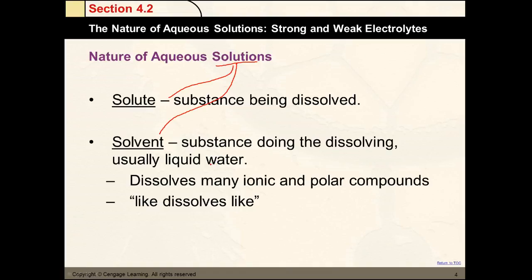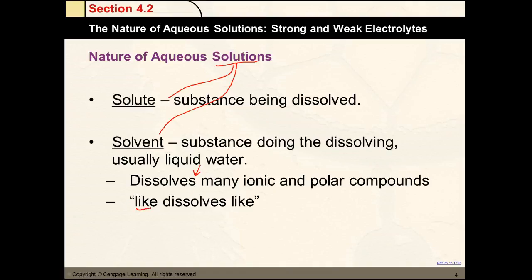Now, for this chapter, we're going to be talking almost exclusively about water, but it doesn't always have to be water. Solvents can be anything that dissolve the solute. So it doesn't have to be water. It could be ethanol. It could be any other compound or molecule that dissolves another one. And when we're talking about water here, water dissolves many ionic and many polar compounds. And that's again because of that partial positive and partial negative charge that water has, because of its shape and because of that oxygen pulling the electrons towards it.